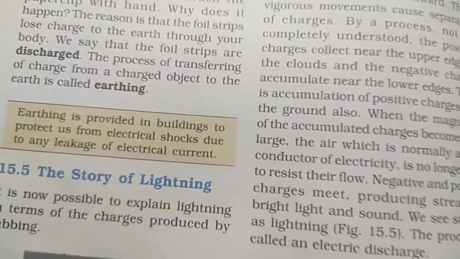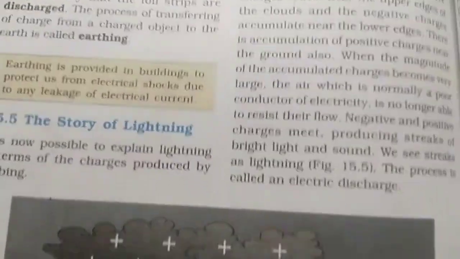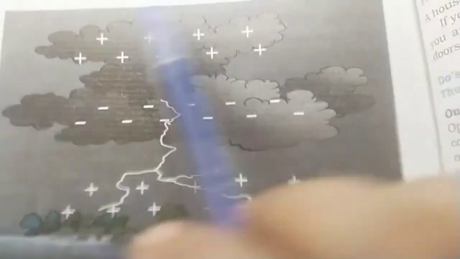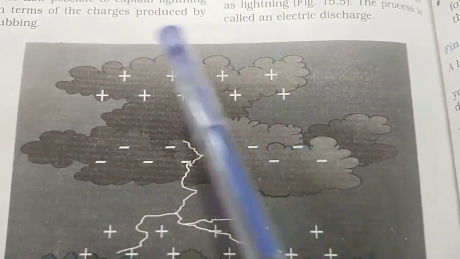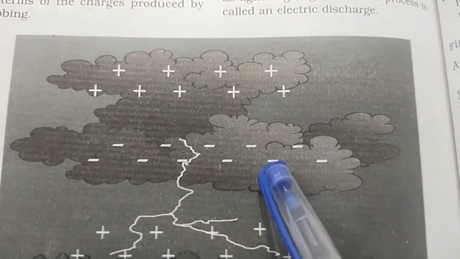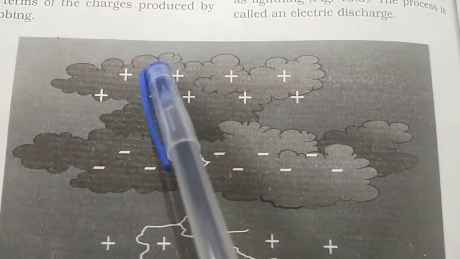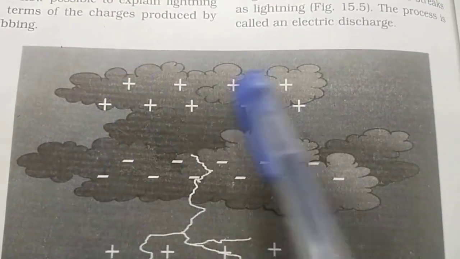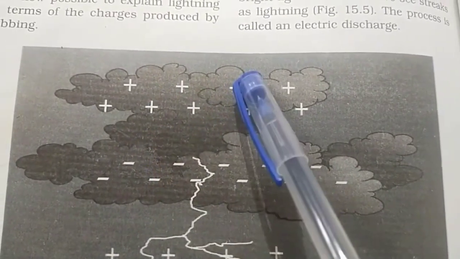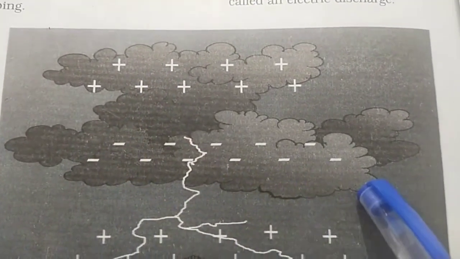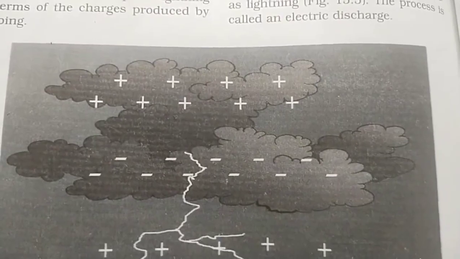You can see the clouds, and this is the soil, this is the structure. See the clouds, these clouds are fully charged. They have positive and negative charges, and these charges are settled in this way. Positive charges are settled at the upper side of the cloud, whereas the negative charges are settled at the lower side of the cloud.